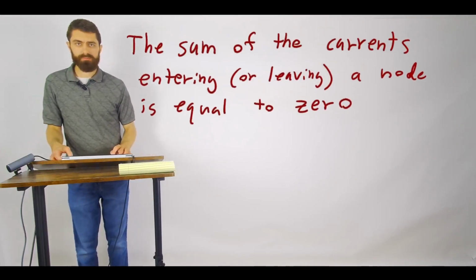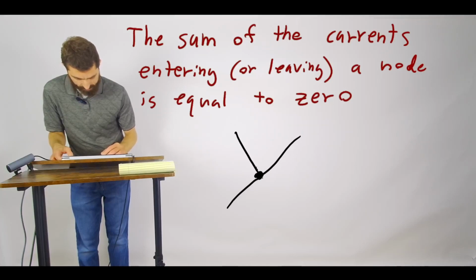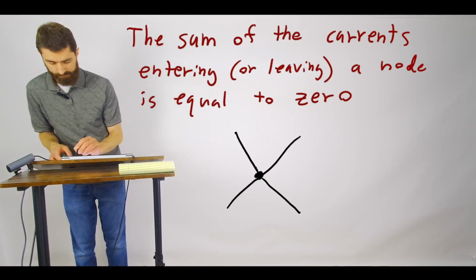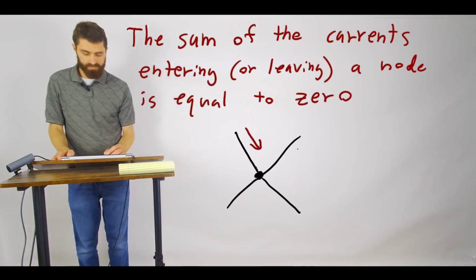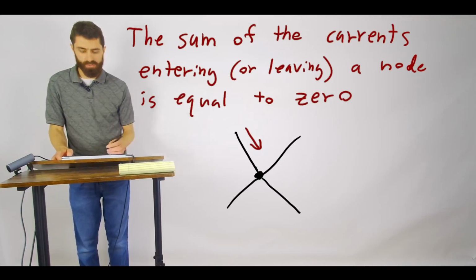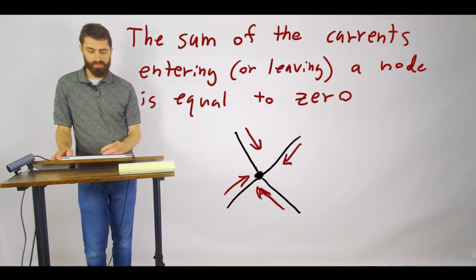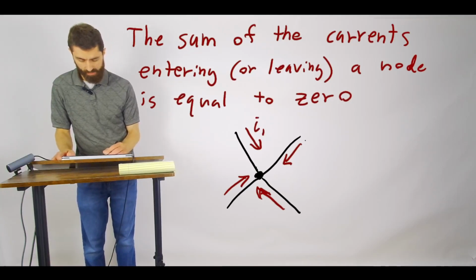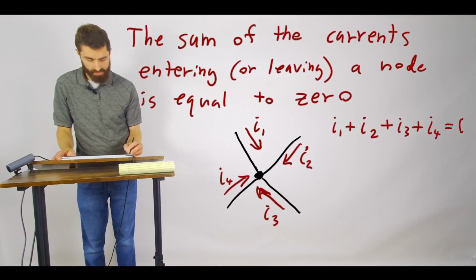So for example, you've got a node here. You've got 4 wires that are joining in on there. And let's just say you ask the question, how much current is going into the node in every single one of these wires? And so let's just say you sum all these up. So you have I1, I2, I3, and I4. So I1 plus I2 plus I3 plus I4 is equal to 0.